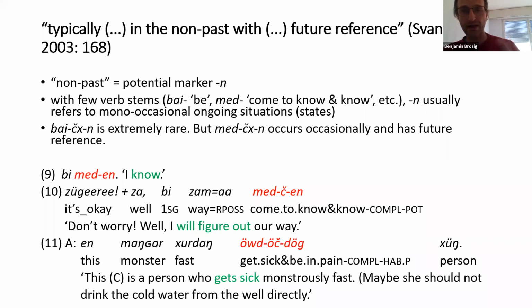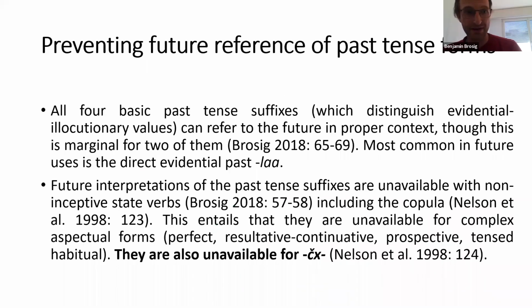So I know means a state, while if you add Czech, like in the next example, I will find out the way, in five minutes I shall not manage. And in 11, it's not about being ill, which this verb could mean, but about getting sick. So the subject might get sick when drinking the cold water, so the subject fears. This is also one of the very, very few attributive examples that I have in my data.